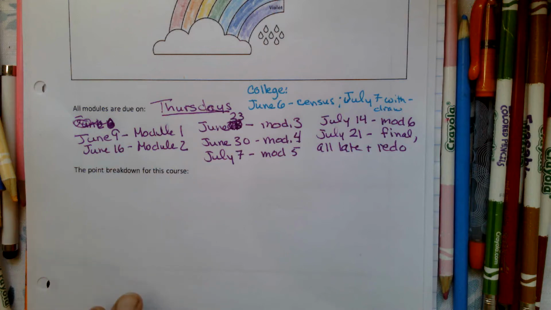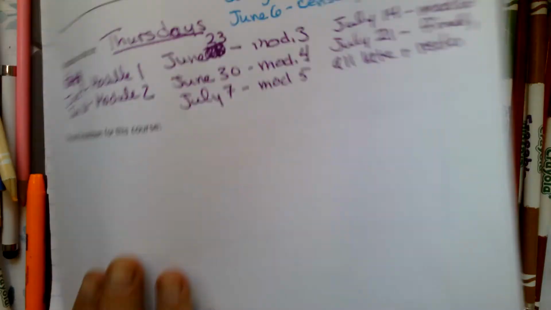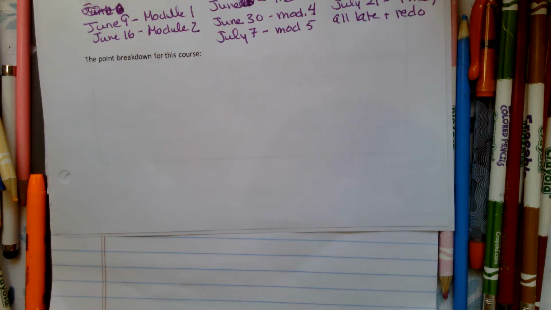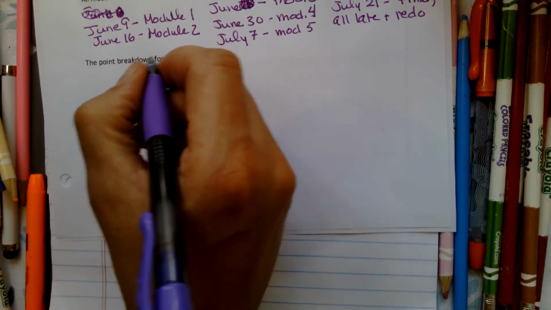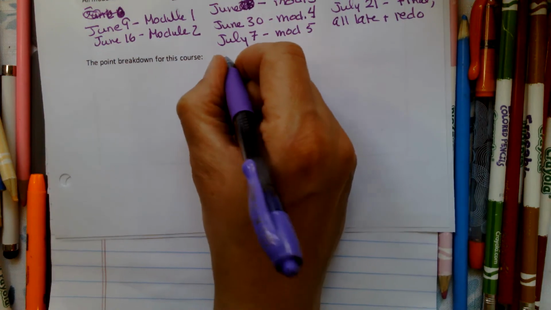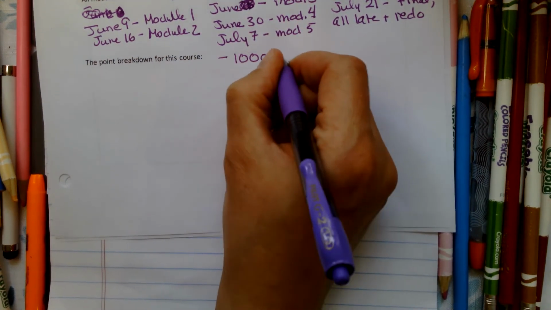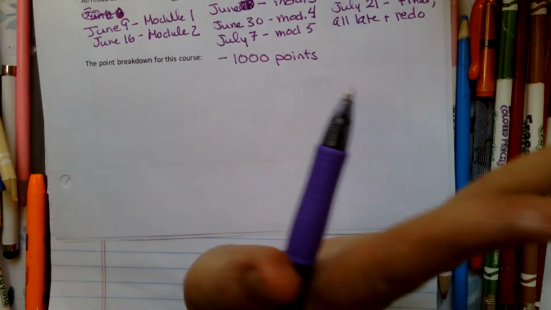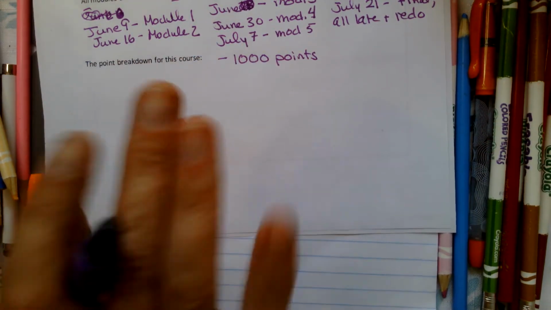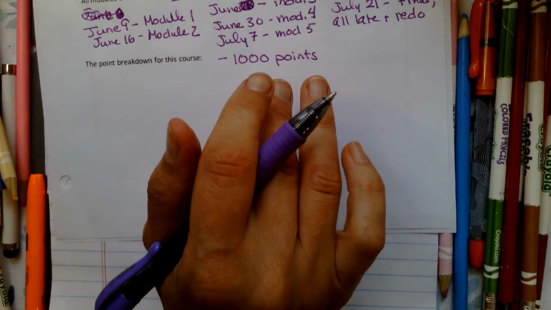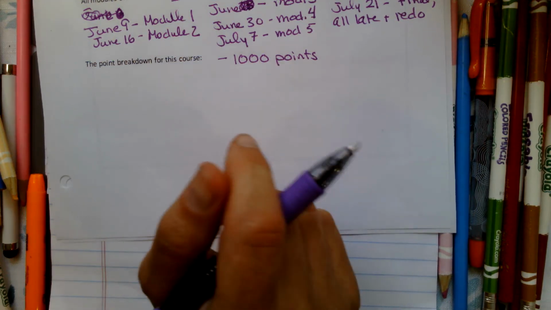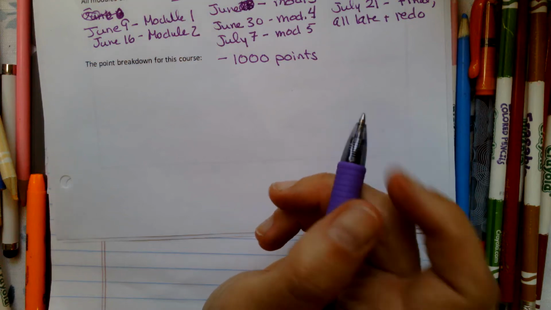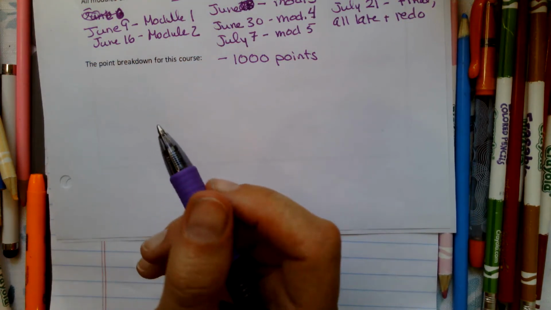And finally, where do I get my points? The point breakdown for this course. Very, very important. So this course is out of 1,000 points. There will be lots of extra alternate credit available. Okay, so there'll be more than 1,000 points available by a long shot. If you're one of those people who like to get 110%, this is the course for you.